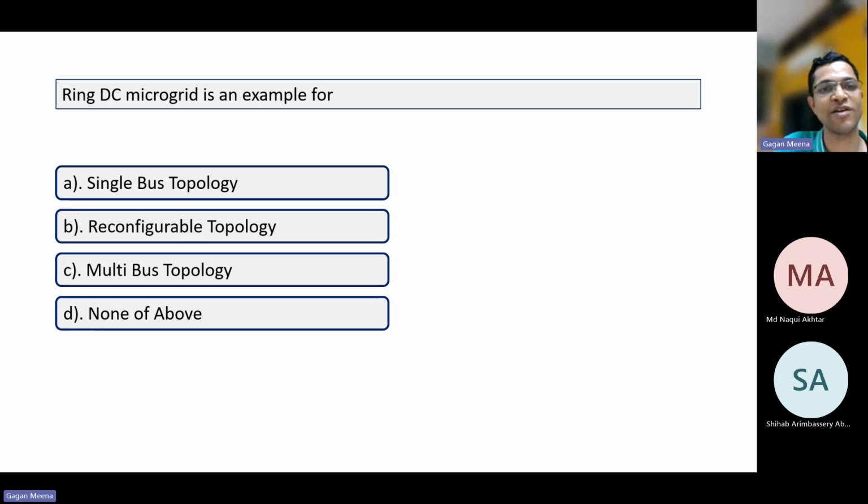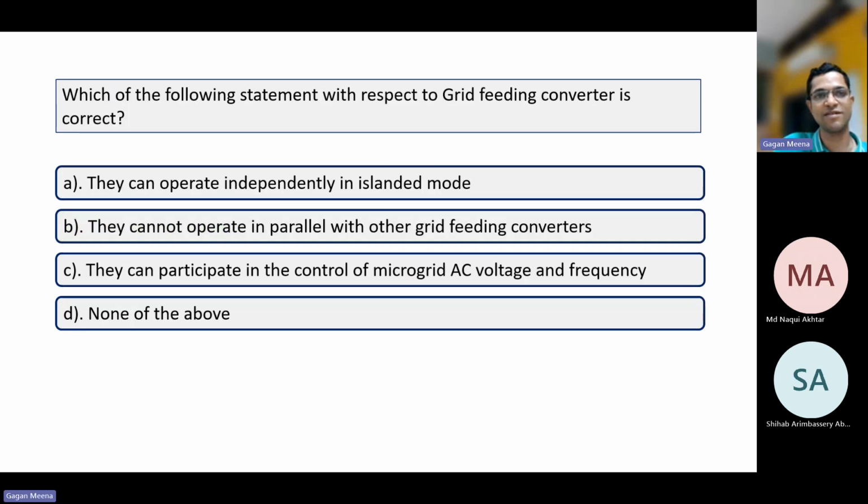This also we have discussed. Ring DC microgrid is an example for single bus, multi-bus, reconfigurable topology, none of the above. B, yes, correct. Reconfigurable.